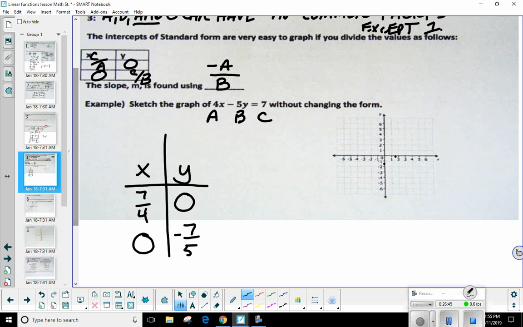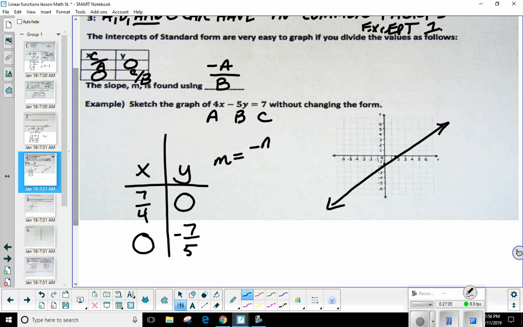But see, now that you know the location of those 2 intercepts, and see, we didn't have to do a thing to the equation. I just knew those ratios. So I know my line has to look like this. Okay. In fact, let's go ahead and figure out the slope.